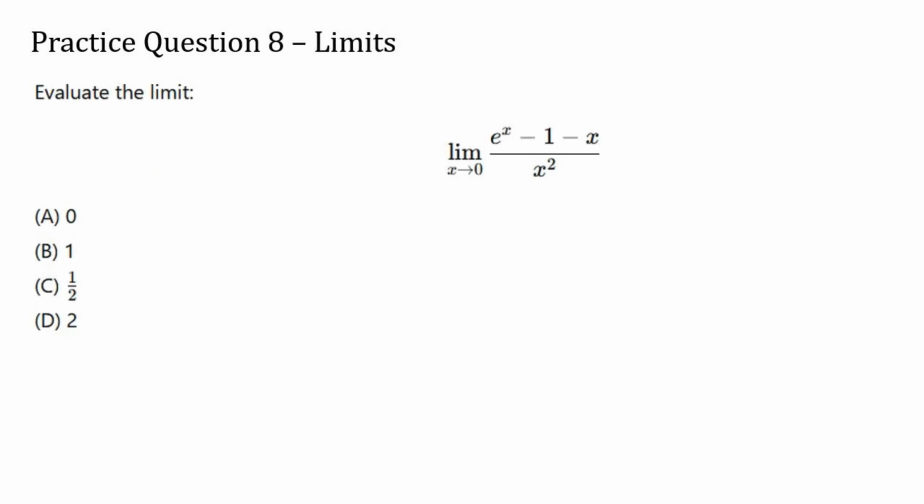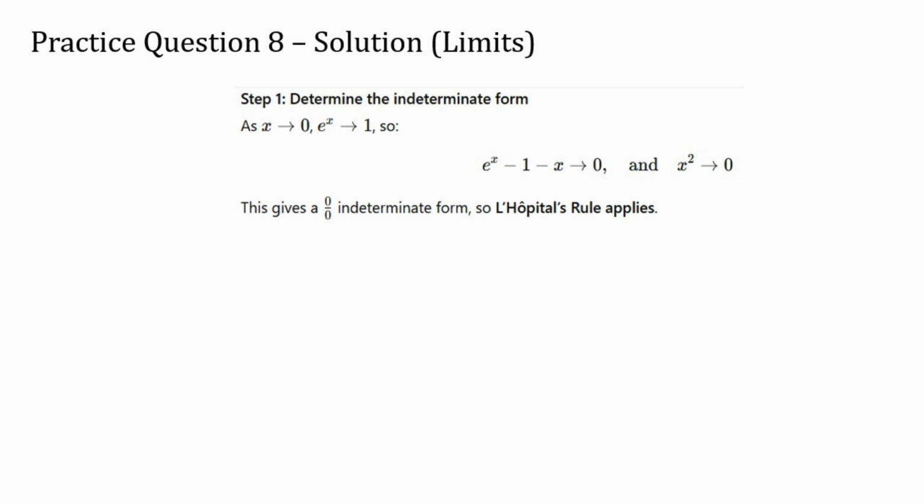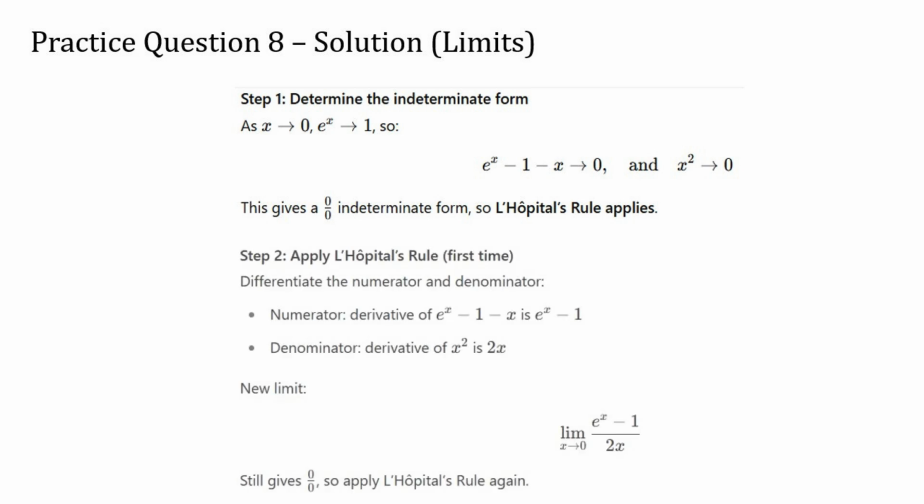Practice question 8. Evaluate the limit of e to the x minus 1 minus x, over x squared. We know that e to the 0 power is 1, so the numerator becomes 1 minus 0, which simplifies to 0. The denominator, x squared, also approaches 0. So this is a classic indeterminate form of 0 over 0. That means we can apply L'Hospital's rule.